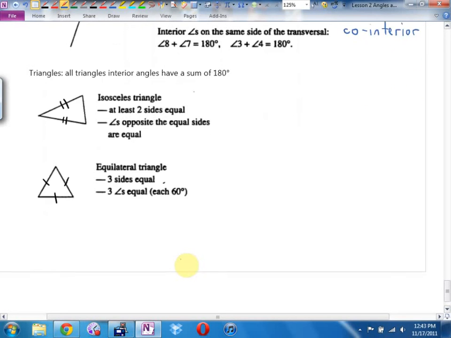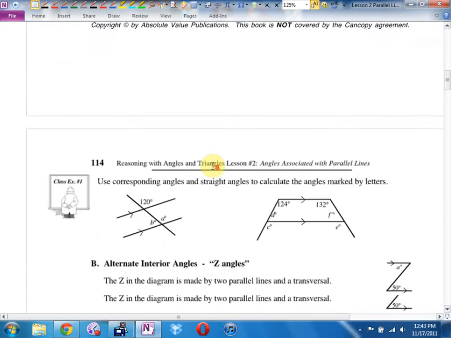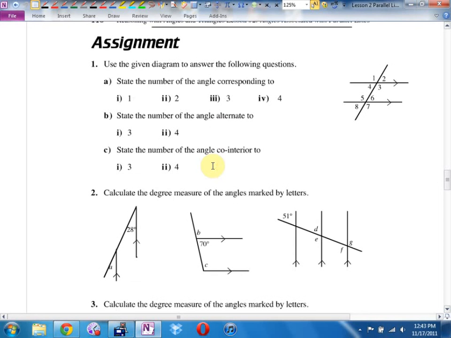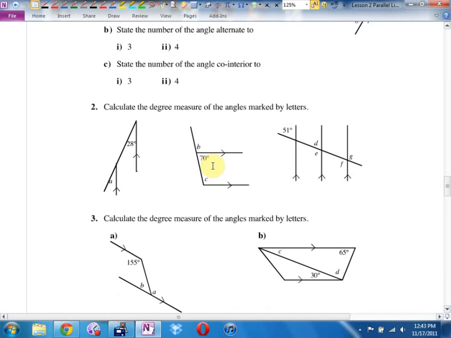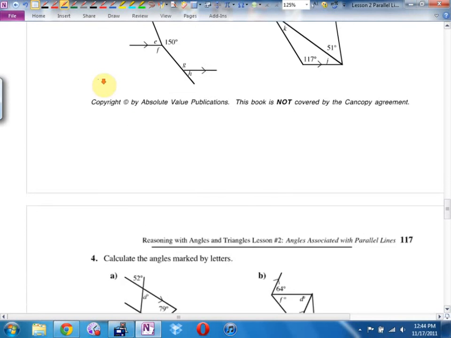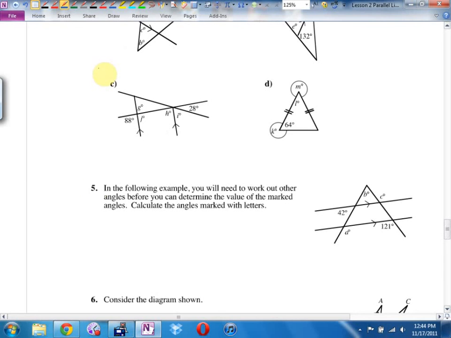Can you open in your workbooks, please, to page 116? Try number 2. Try number 3. Try number 4. Number 5. Now, number 5 is trickier. It says in number 5, you'll probably have to find some other blank angles before you can find angle A and angle B and angle C. So for number 5, fill in every possible angle that you can as you work your way towards the answer.